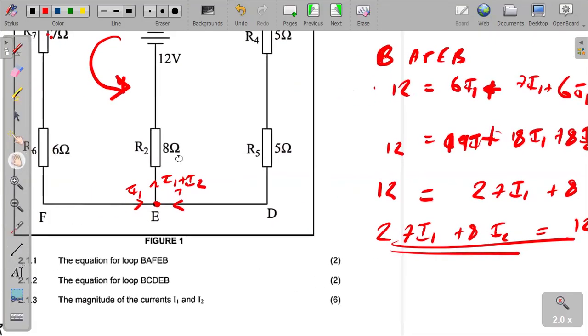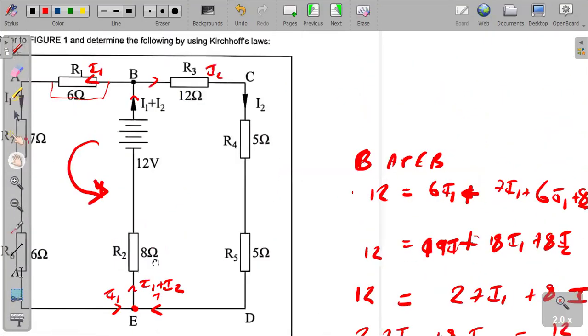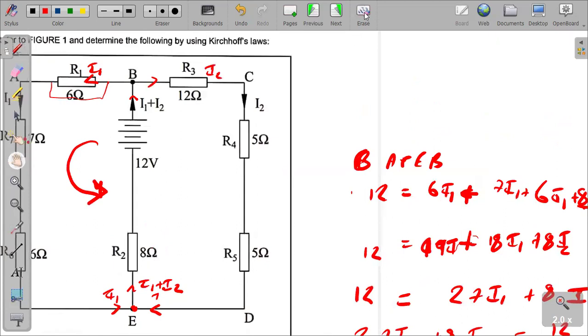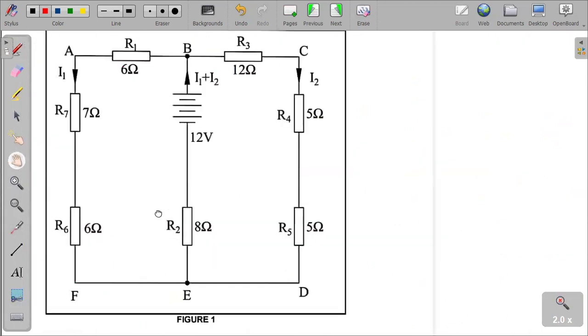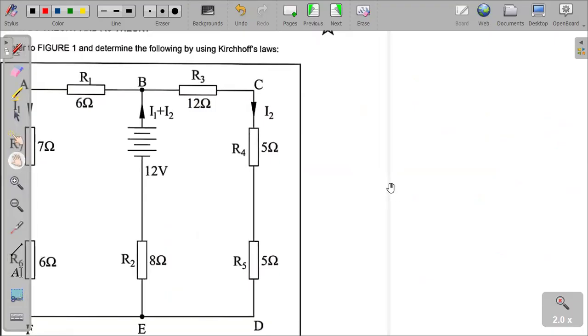And then the equation for loop BCDEB. Now we are looking at the other loop. I'll just quickly clear off. Considering loop BCDEB, that's the loop the examiner is asking about. Again, we are taking this direction, so we are saying BCDEB.